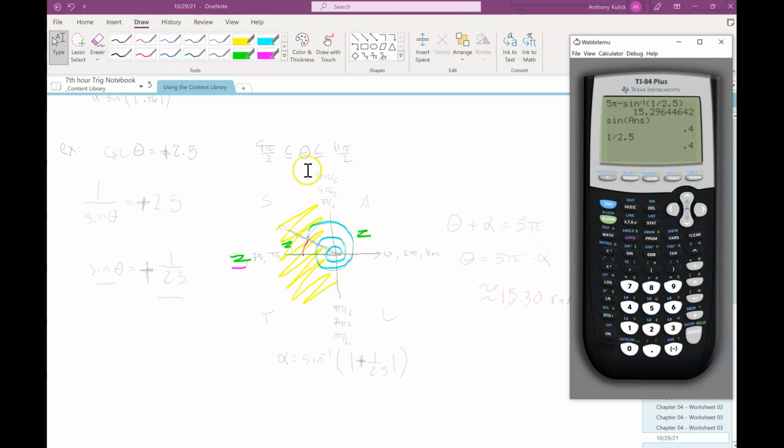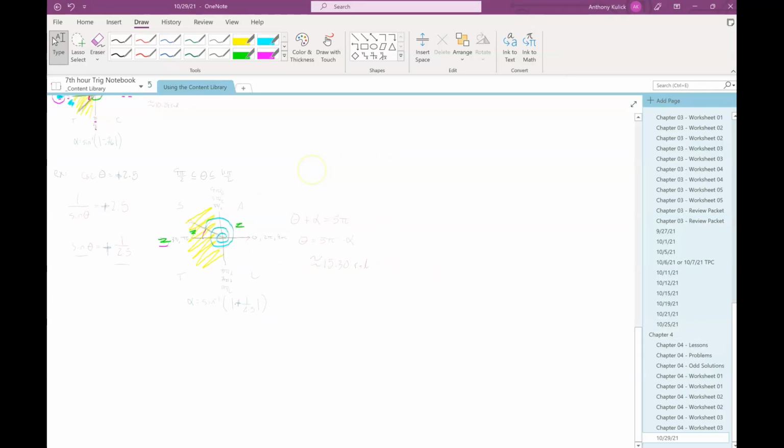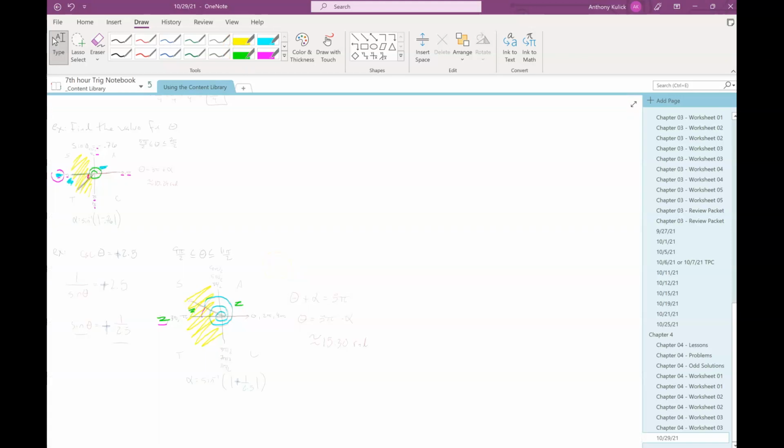And then this value is between 9 pi over 2 and 11 pi over 2, bigger than the first but smaller than the second, which it is. So notice, when we did this over here, we were adding alpha. In this problem, we subtracted alpha.